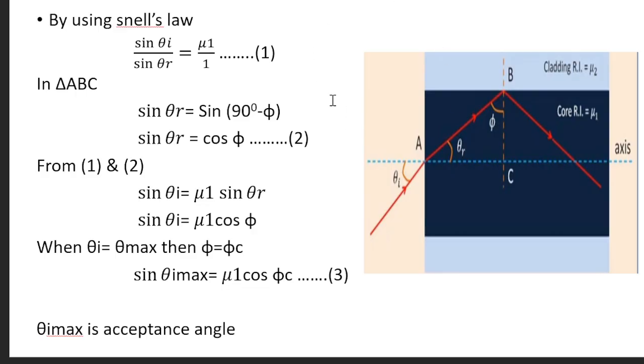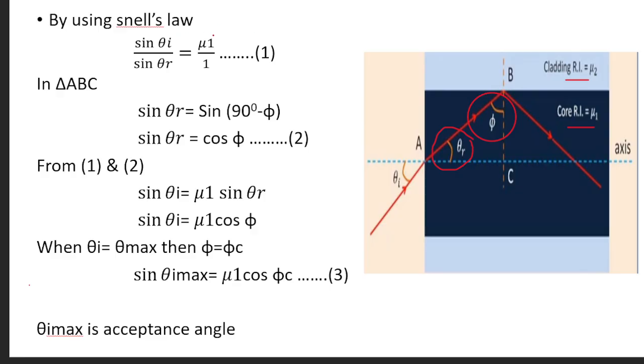So we will consider this small triangle, that is A, B, C. So in this triangle, we can see that theta r is nothing but your angle of refraction. Phi is nothing but the angle for which your TIR, that means total internal reflection, will occur. And mu1 is nothing but the refractive index of core, and mu2 is nothing but the refractive index of cladding. So let's start the derivation.